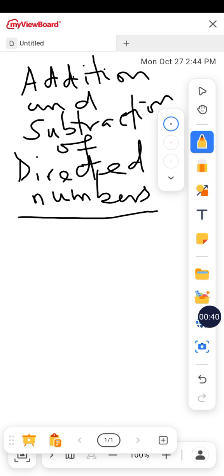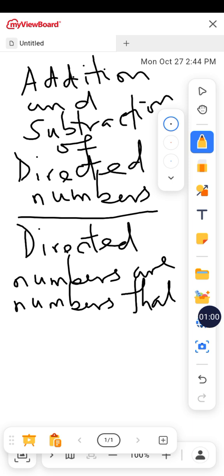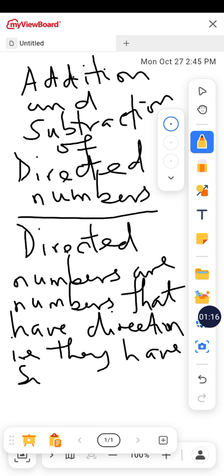Okay, so first and foremost, what do you mean by directed numbers? Directed numbers are numbers that have direction. What do you mean by direction? That means that they have signs in their front.